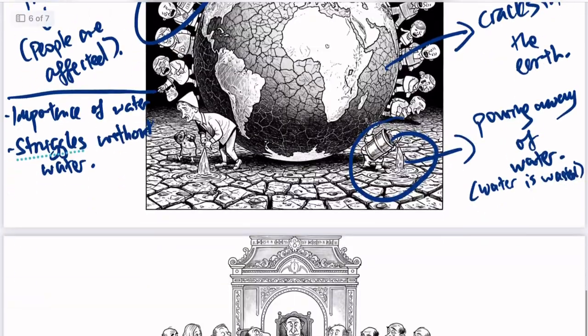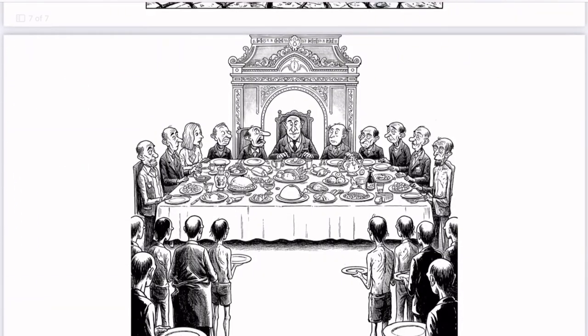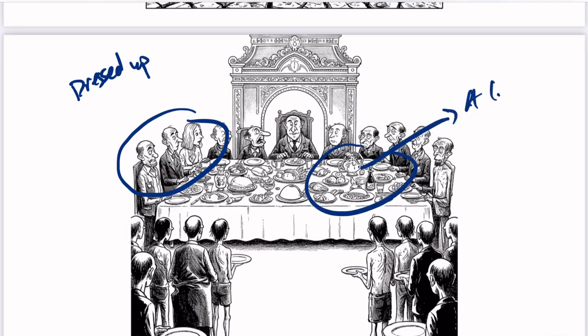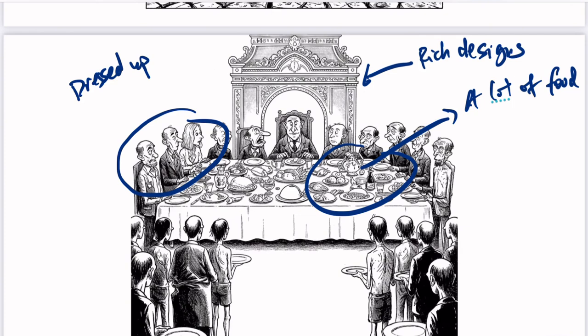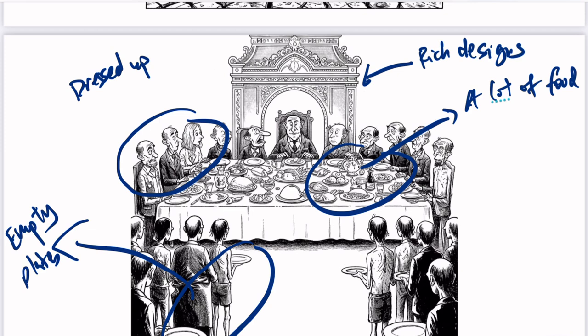Let's take a look at the second source right now. This one here is an interesting source, huh? So what are some things you can see here? People dressed up nicely. Okay. A lot of food. Okay, and we have very rich designs. Whereas here we can see empty plates. Okay, and this one here, people starving.